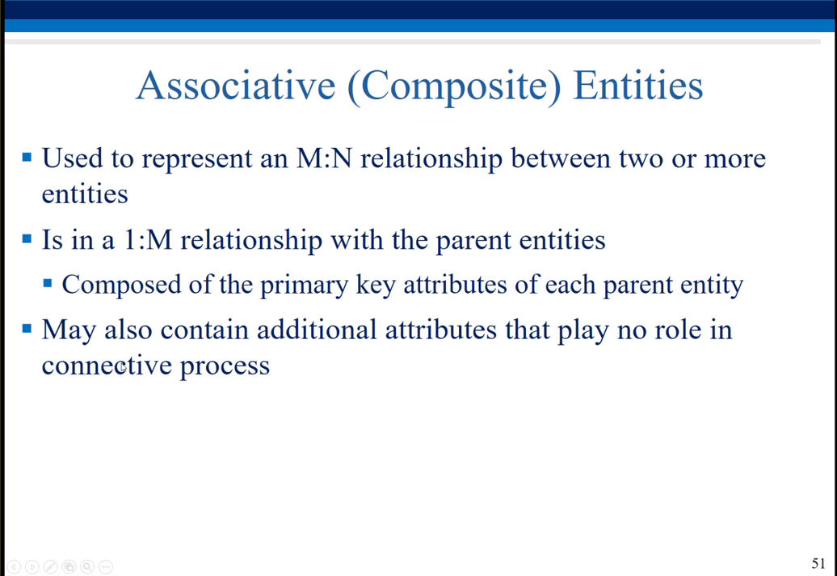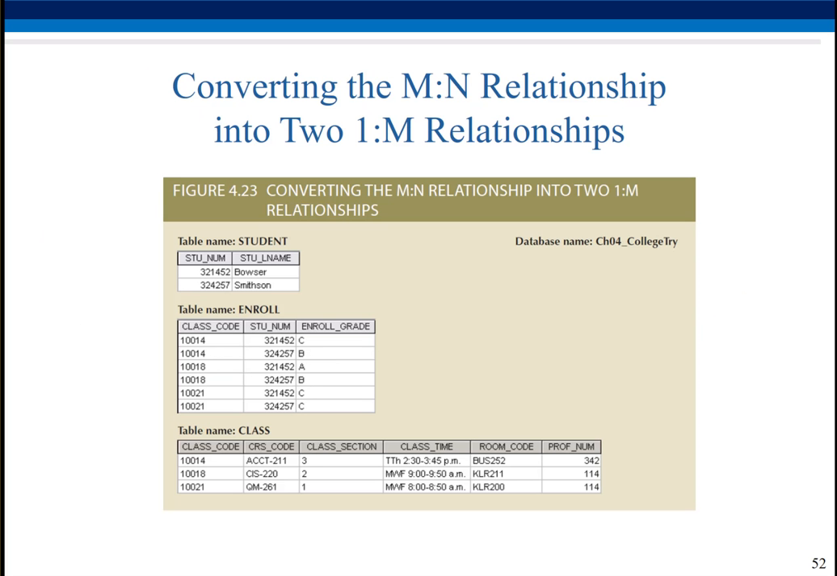And then we have associative or composite entities in here. Notice we have the M and an N for many to many. We're not going to use many to many relationships. We will be breaking that up into a one to many and then many to one. And you can see this in here, converting a many to many relationship into 2 one to many relationships. So we had students and class, and we're using enroll in here to break that up. So this would be one to many. This would be one to many.